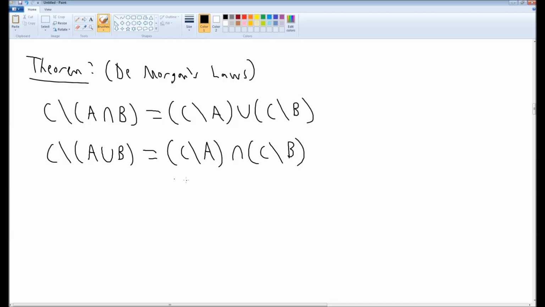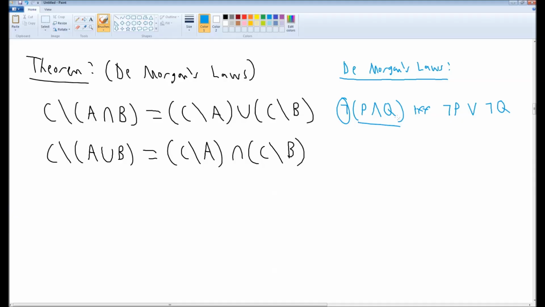The next two theorems are called De Morgan's laws for sets. These are named after the famous De Morgan's laws for logic. Saying that it's not the case that P and Q are both true is the same as saying either P has to be false or Q has to be false. Likewise, saying that it's not the case that at least one of P or Q has to be true is logically the same as saying P has to be false and Q has to be false. So these logical laws let us distribute the not to an and change it to an or, and vice versa.